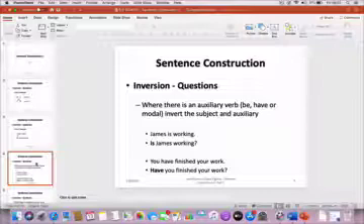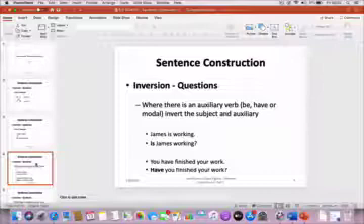Where we have an auxiliary verb such as be, have, or a modal, then we invert the subject and the auxiliary, again, as you already know. James is working. Here we have the present continuous. To make a question for that, we invert the auxiliary to be and the subject James in this case. It becomes, is James working?